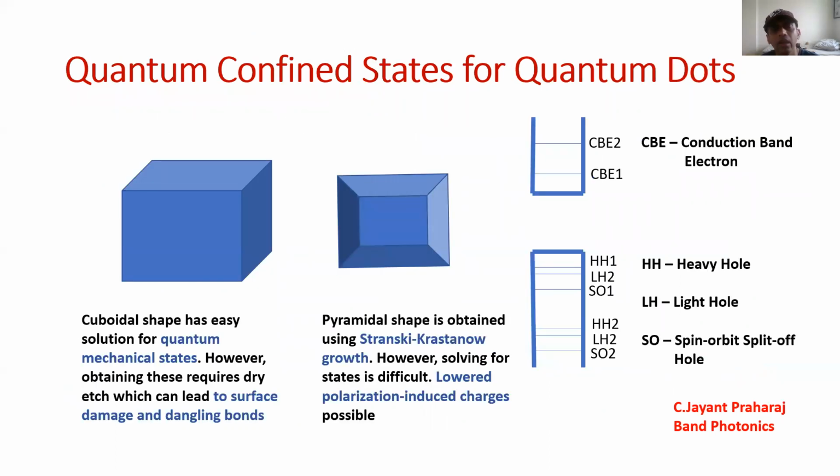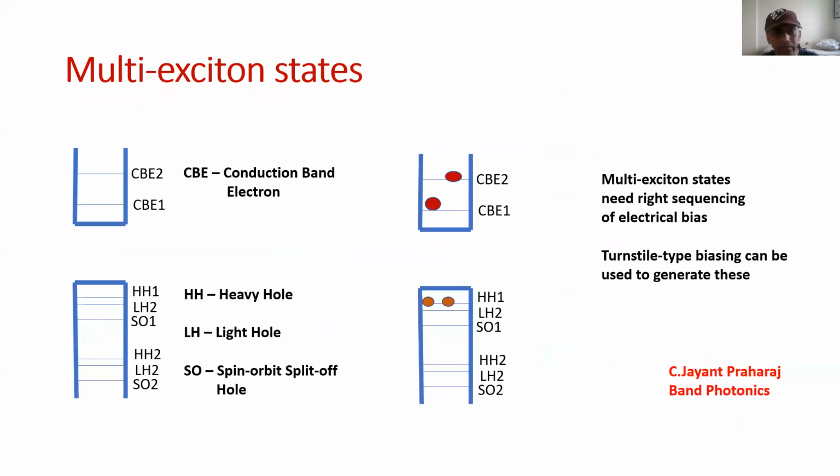characteristics. This slide shows typical quantum confined states for different kinds of quantum dots, different geometries of quantum dots. So we have the conduction band electrons, we have heavy holes, light holes, and spin orbit split-off holes, and they have the energy levels shown in this diagram. And this slide basically shows typical multi-exciton states due to occupation of multiple electron states in the conduction band and multiple hole states in the valence band. And those lead to entangled photon generation.